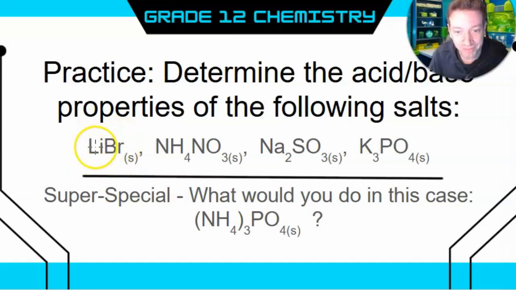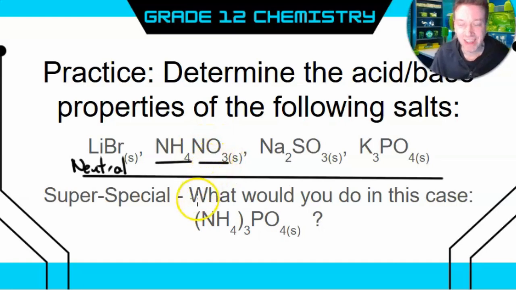Alright, so our first one, lithium bromide, this produces a neutral solution. Both of those ions act as spectator ions. Over here, we have ammonium and nitrate. Nitrate is the anion of a very strong acid, nitric acid, so its conjugate base is not going to do anything. But ammonium, as we've discussed already, is the conjugate acid of a weak base. So it's going to have an effect, creating hydronium ions, making our solution acidic.